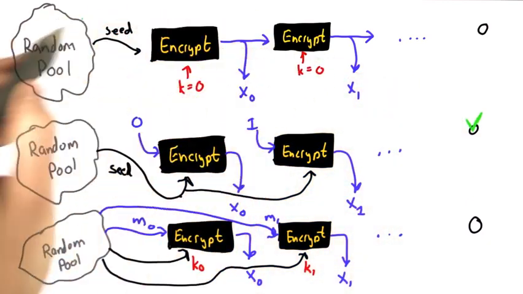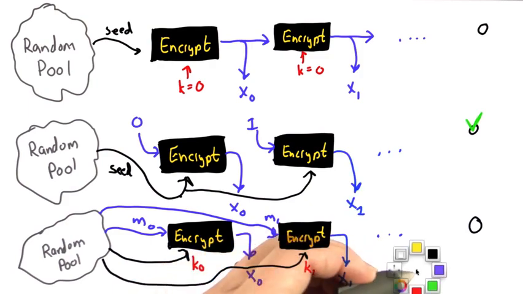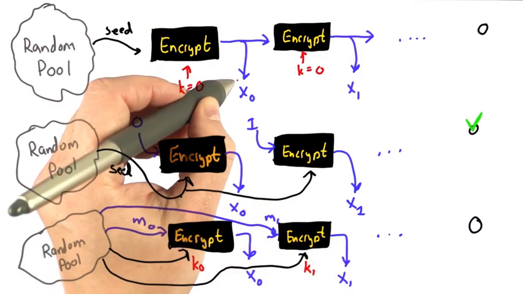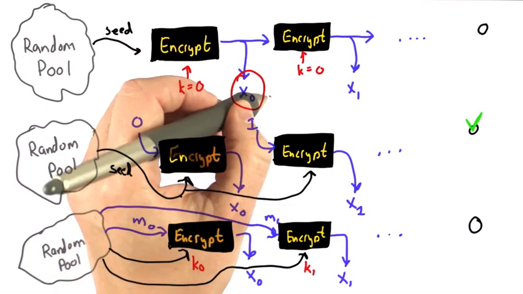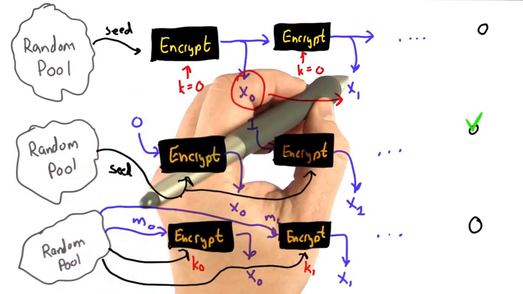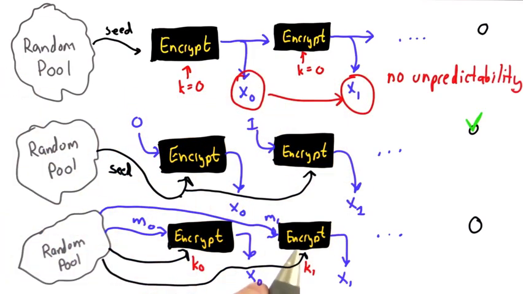The problem with the first option is it doesn't provide the unpredictability property that we need. If an attacker knows x0, they can easily compute x1. And that's a property our pseudo-random number generator needs to have. The third option seems reasonable.